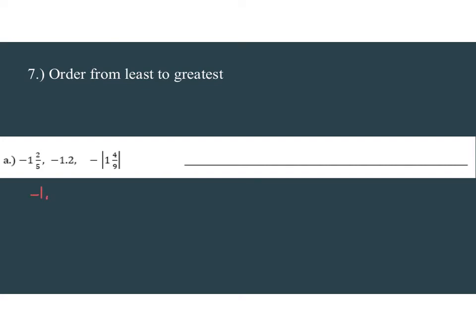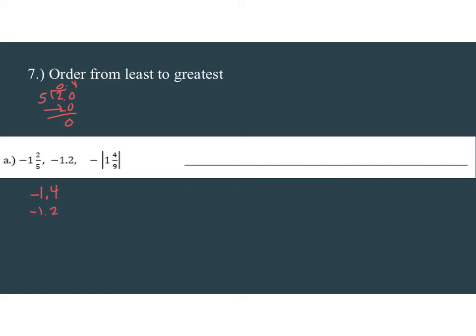We have to divide 2/5. So top dog in the house, our 2 goes in the house, our 5 is outside. 5 cannot go into 2, right? So we're going to add a decimal and add a 0. But 5 can go into 20 4 times. 4 times 5 is 20. And we're done. So it's going to be 1.4, negative 1.4 for our first number there. Our second number is actually, we don't have to simplify. So we're just going to keep it as 1.2.